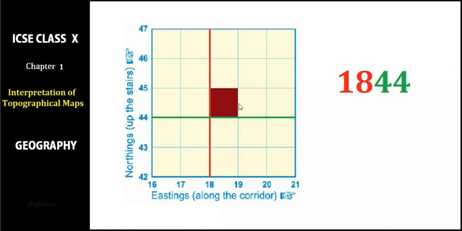That means 1844 is the value of this one particular grid. Or if you take another example, we have to take this line first, that is 19, then this is 46. Or if we take this one, this is 16 and this is 42. So every time we write eastings first, then northings. It's very simple. E comes before N in alphabetical order. Now, in this way, we can find the 4-figure grid reference.